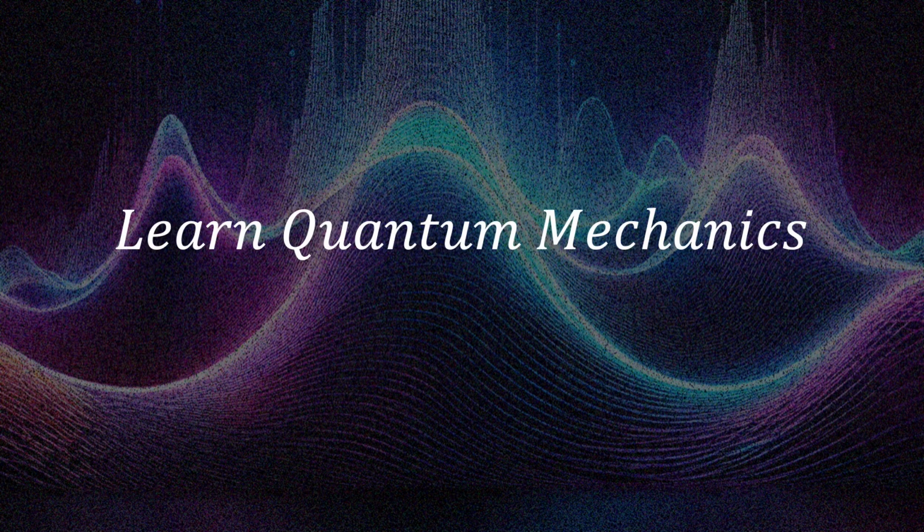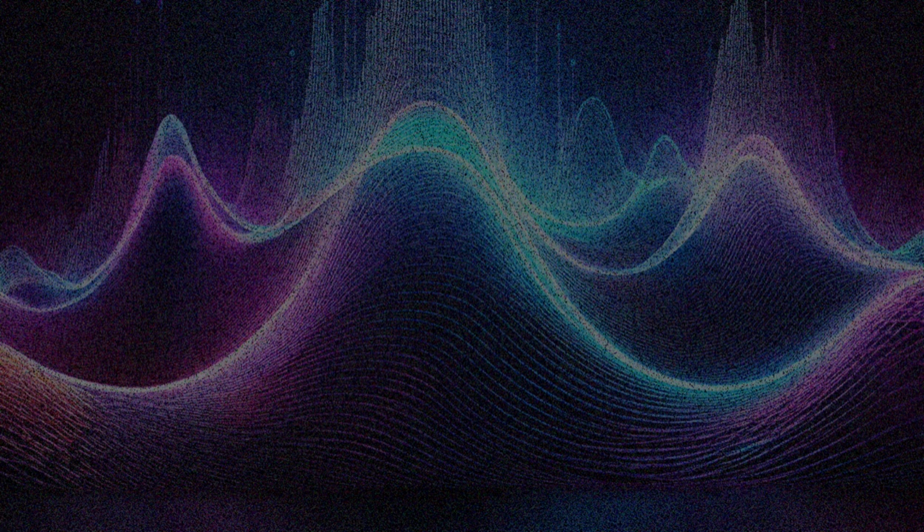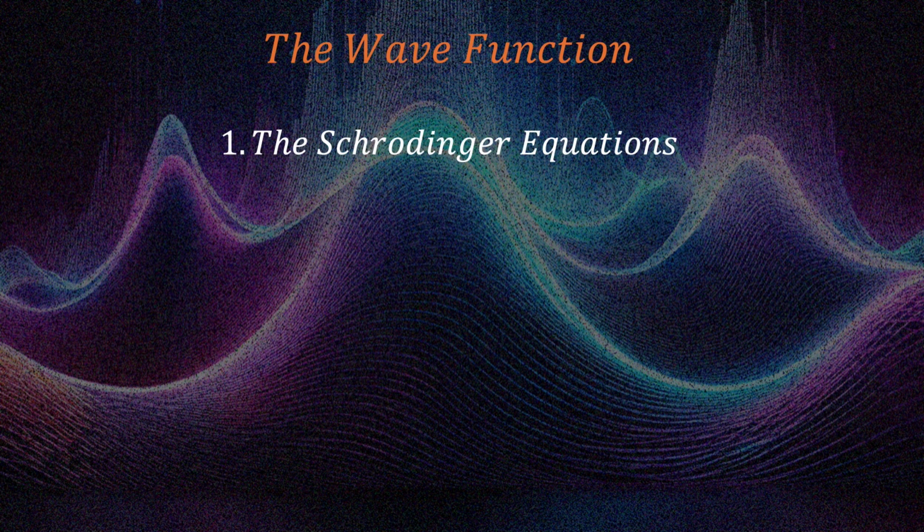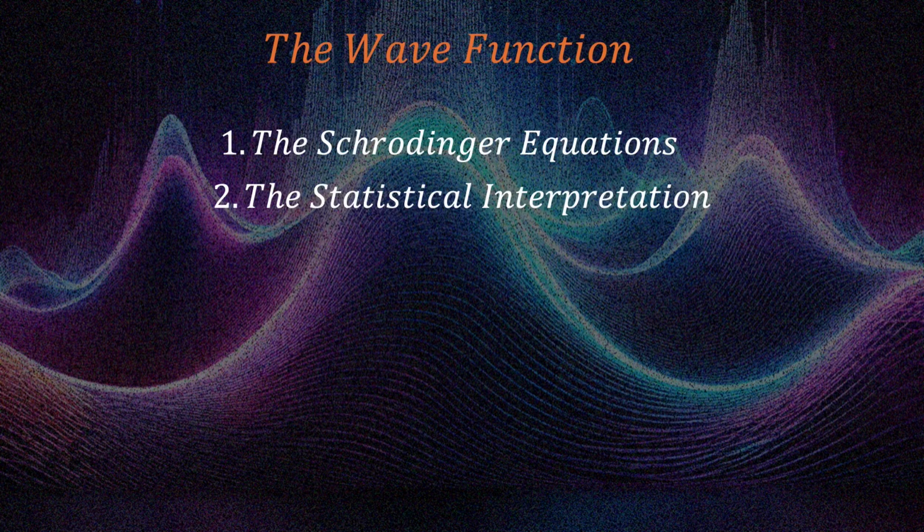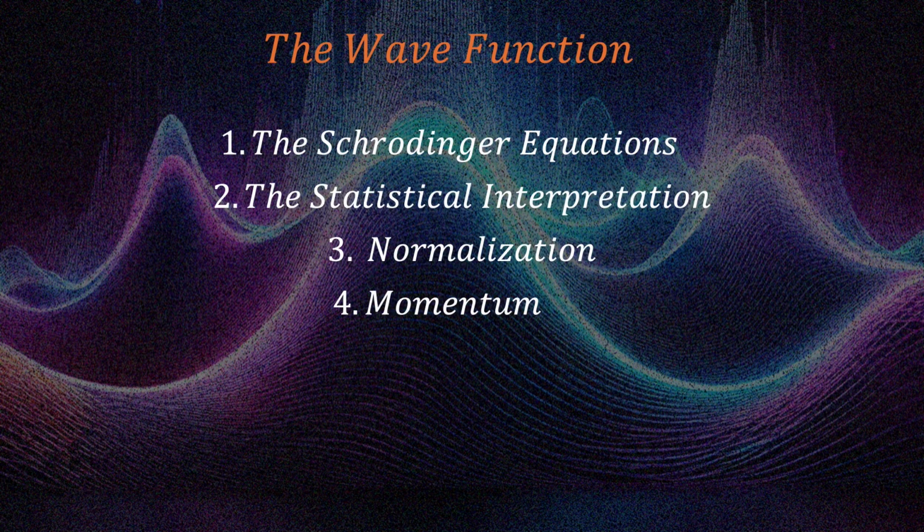I am building a course on quantum mechanics. So the first thing we're gonna learn about is the wave function. What is the wave function? Like the Schrödinger equation, we get the wave function from the Schrödinger equation, and what this wave function tells us is taught by statistical interpretation. And then what is normalization, then what is momentum.